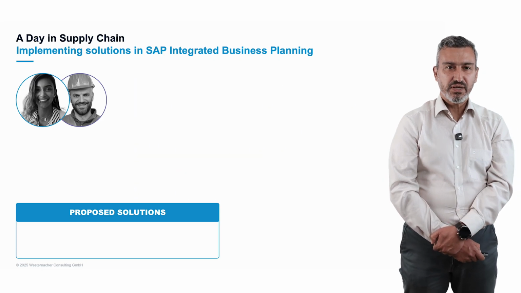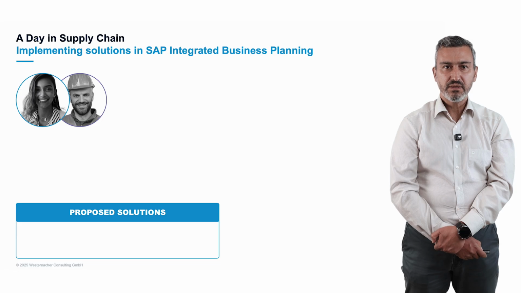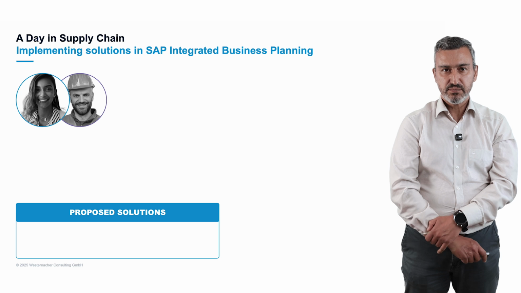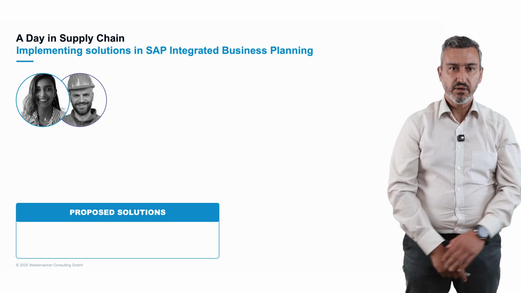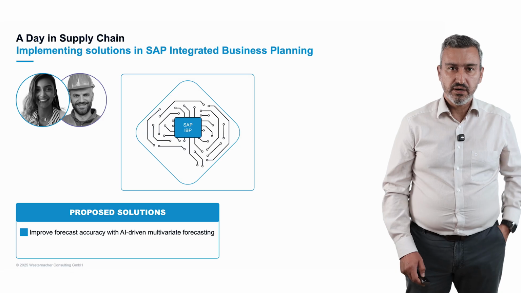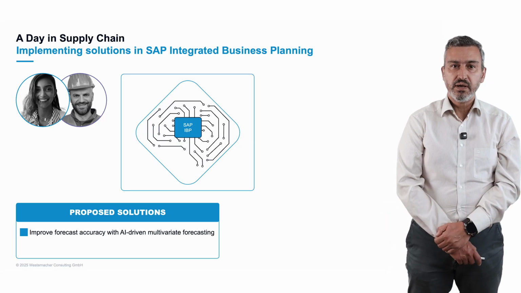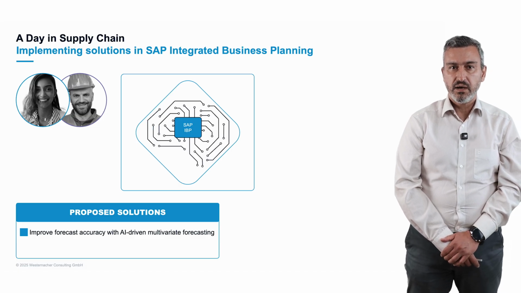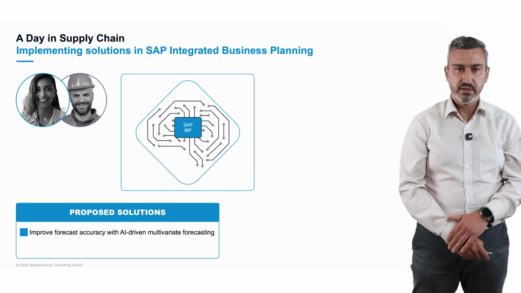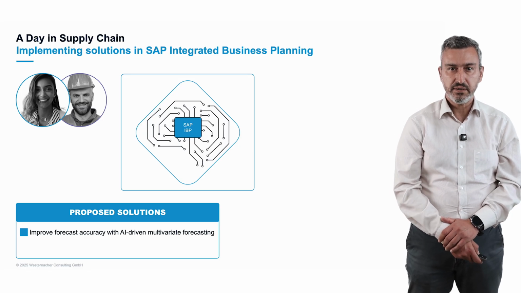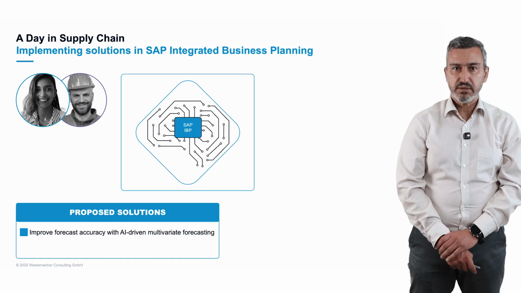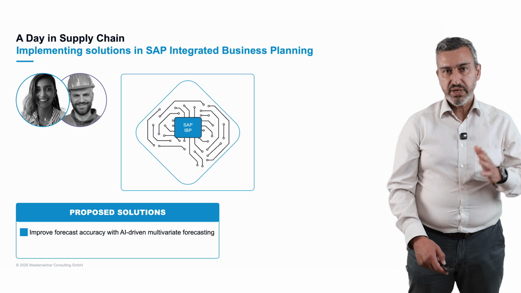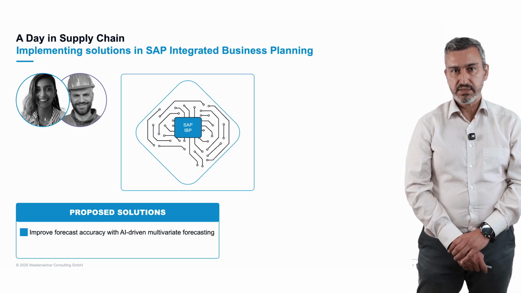Jean and Pete continue talking about the proposed solutions. They have already used machine learning capabilities with the time series analysis within IBP. So why not use, for example, additional AI functionalities within SAP IBP? We could use, for example, multivariate forecasting to consider internal and external factors in our demand plan and try to generate a demand plan in a more automatic way, or with better results, using those external factors as well.